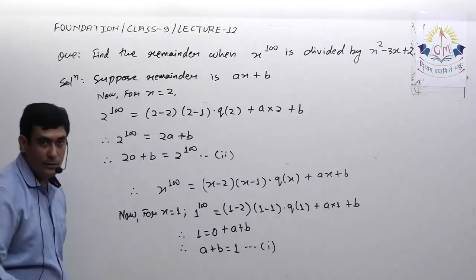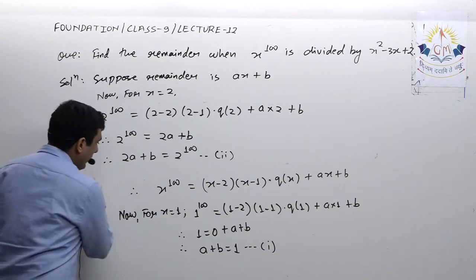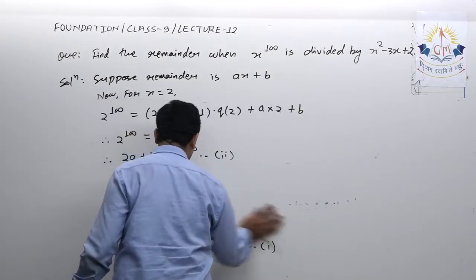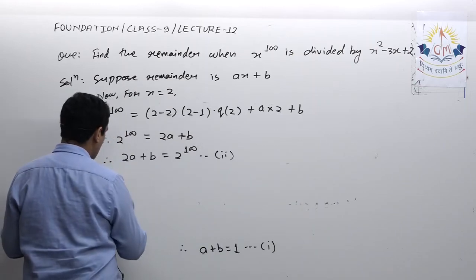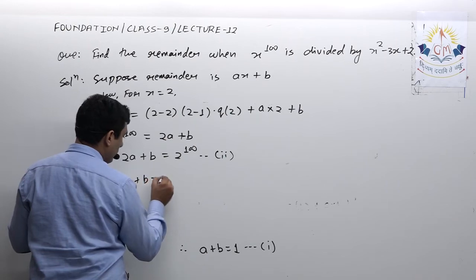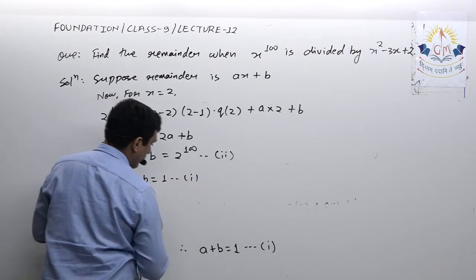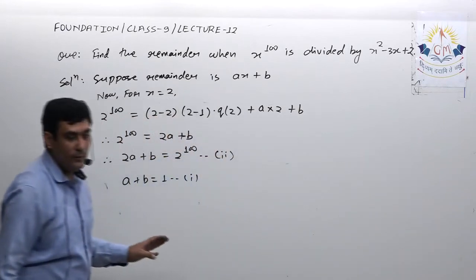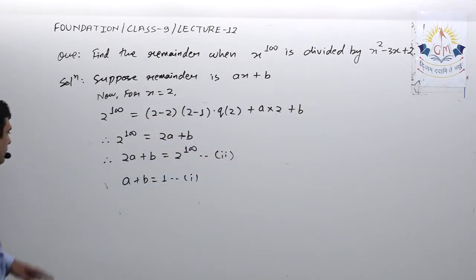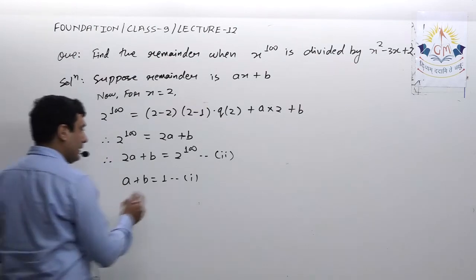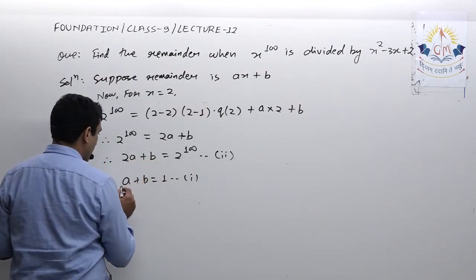Now by solving these two I will get the values of a and b. So I'm writing those two equations all together. a plus b is equal to 1, that was the equation number 1. Now I will solve this, which means I will get the values of a and b. So it is very easy. If I subtract equation 1 from 2, I will get the value of any one variable.